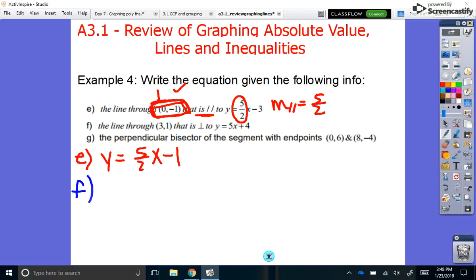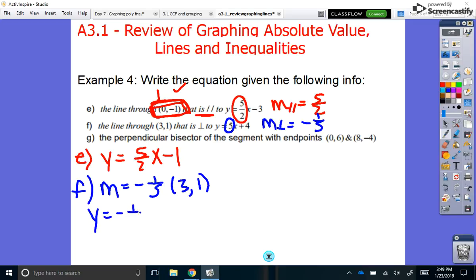For F, it says it's perpendicular to y equals 5x plus 4. So the slope of this line is 5. The slope of a line perpendicular will be the opposite, so change the sign, reciprocal, negative 1/5. So I have m equals negative 1/5 through the point 3, 1. So can I just say y equals negative 1/5 x minus or plus 1? What do you guys think?